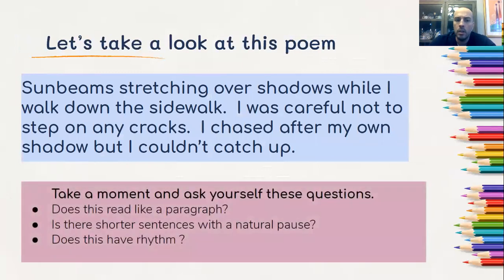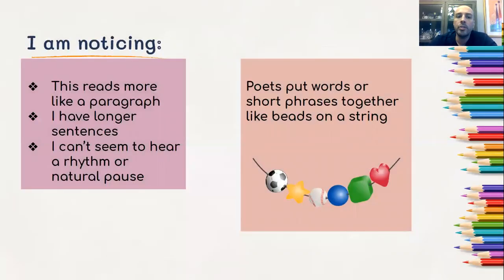Let's ask ourselves, did this poem read more like a paragraph? Are there shorter sentences with natural spots or places to pause? And does the poem have rhythm? What do you think? To me, it sounded more like just a paragraph, right? Like I was just reading a paragraph from a story that somebody wrote. Also, I didn't hear any rhythm to it. And without rhythm, there's really no impact or depth. And poetry has a purpose, and it should be, to impact us some way or make us feel something or make us think something. But if you're just reading any old regular paragraph, that's not really going to happen, right?